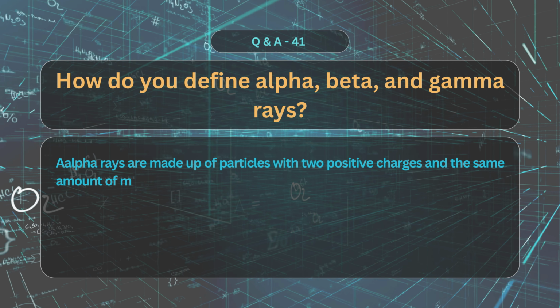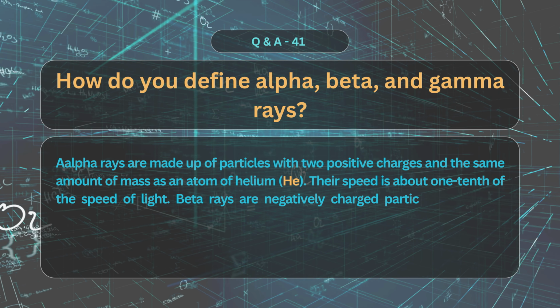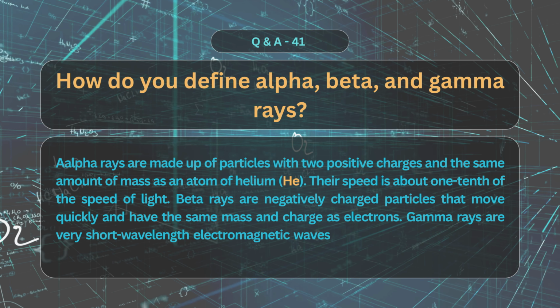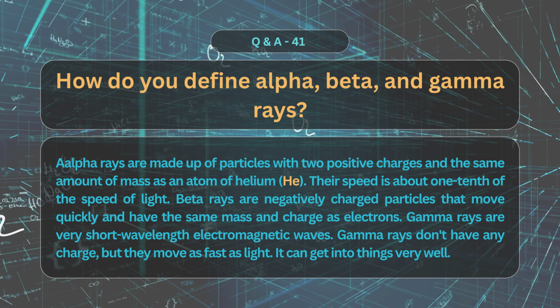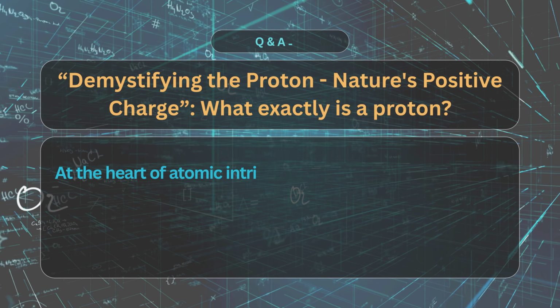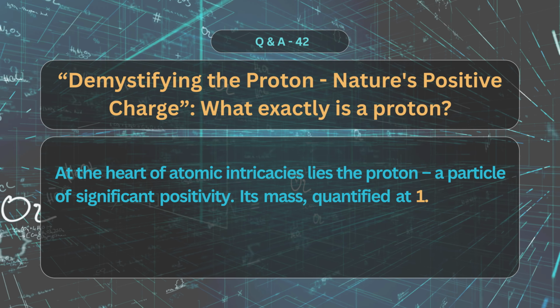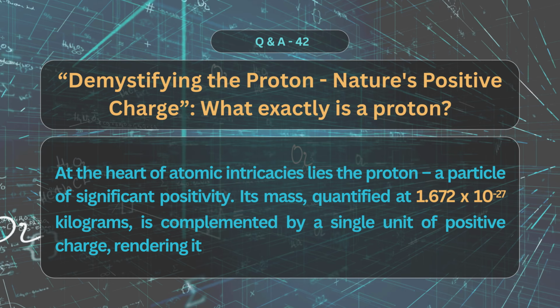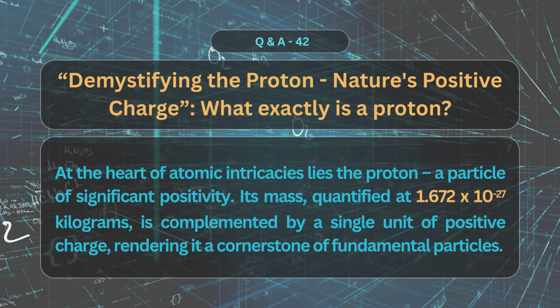Switching to physics. Alpha, beta, and gamma radiation. Knowing the exact differences between the three is core nuclear physics for the MCAT. And what defines an element in the first place? The proton. It's fundamental for SAT and CBSE science.